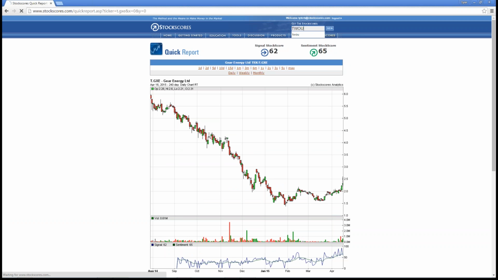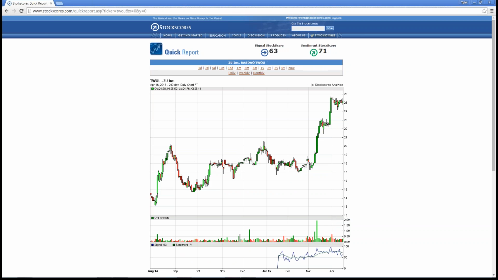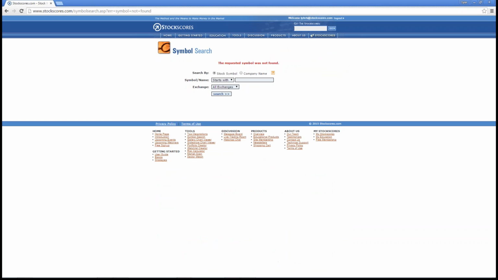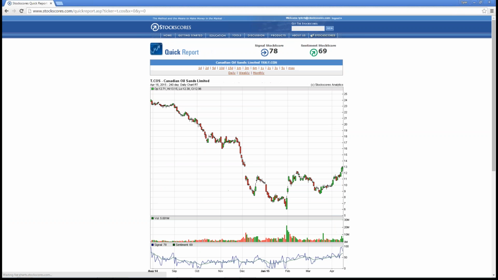TWOU. Good hold. Wouldn't buy it here, but a good hold. T.ENC. Can't find that one. Let's try T.COS. Canadian Oil Sands. Not as good as Surge or Gear, but pretty good. I think trying to make a turnaround. More likely to see profit taking in the short term before it goes higher though.